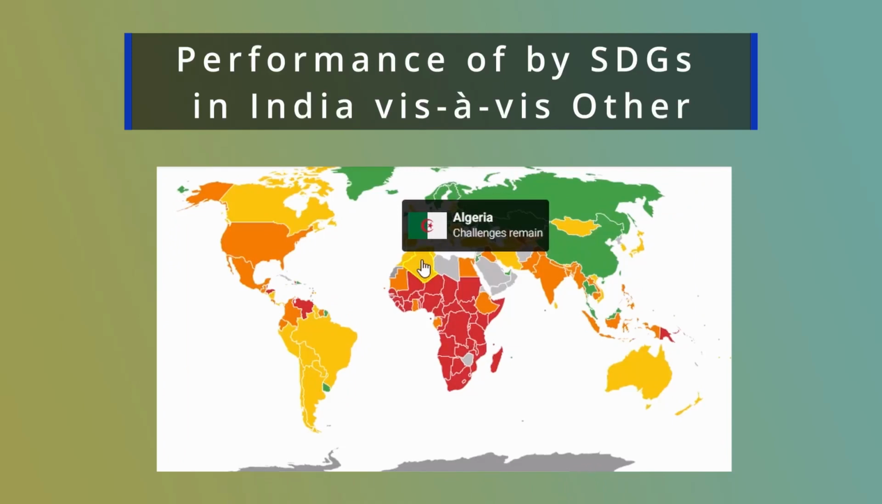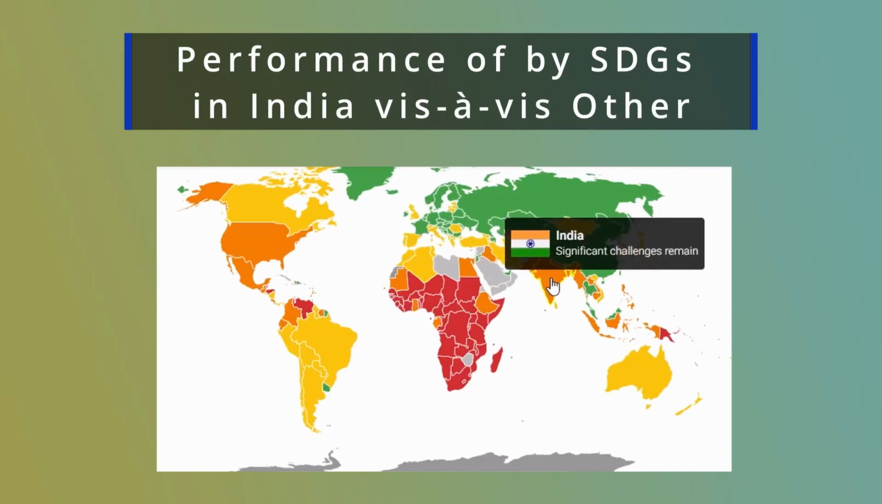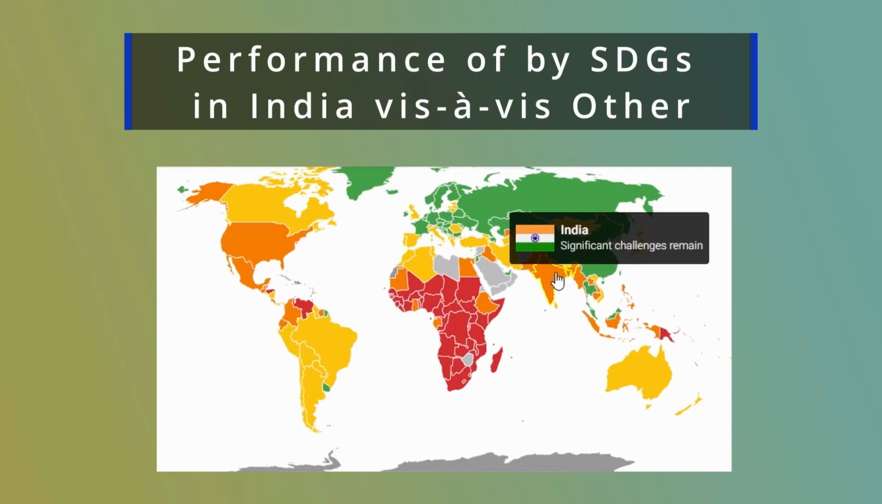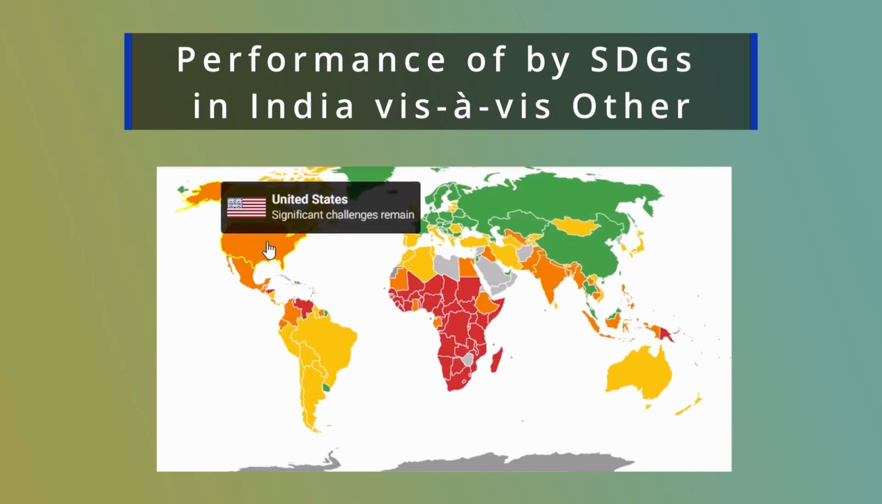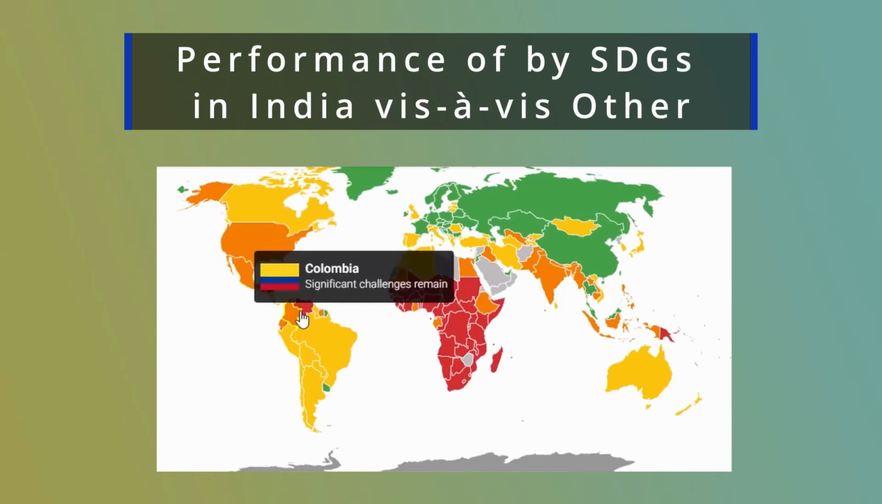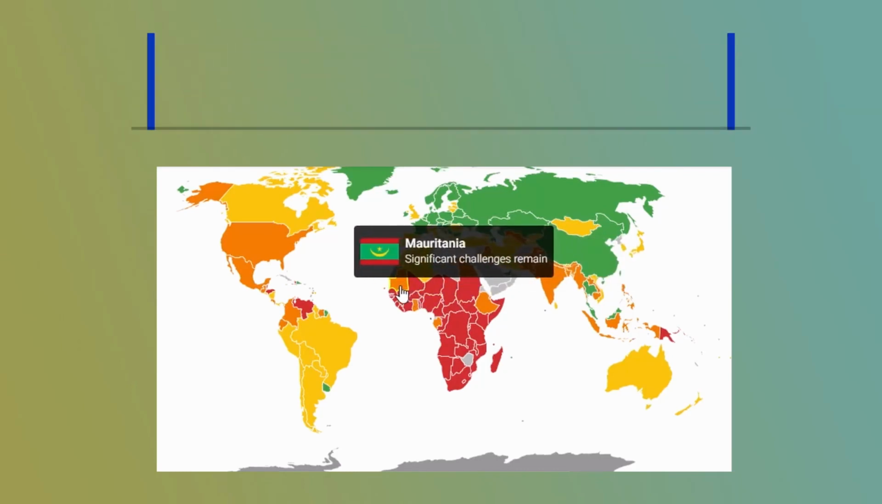In the case of India, which is colored in orange, significant challenges remain. Along with India, in this category the other countries are the United States, Mexico, Colombia, Mauritania, etc. Side by side, the least category is marked in red color, where major challenges remain to achieve the sustainable development goals in this particular target. Most of the African countries are in the red color, therefore for them major challenges remain.